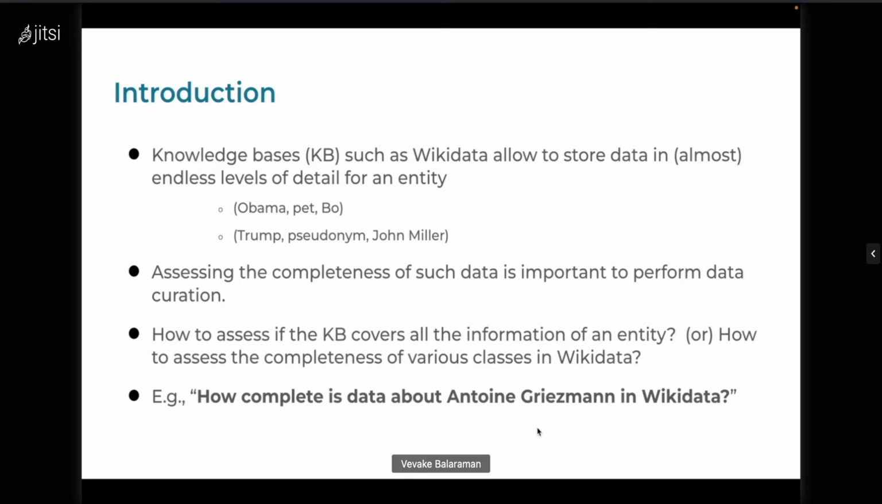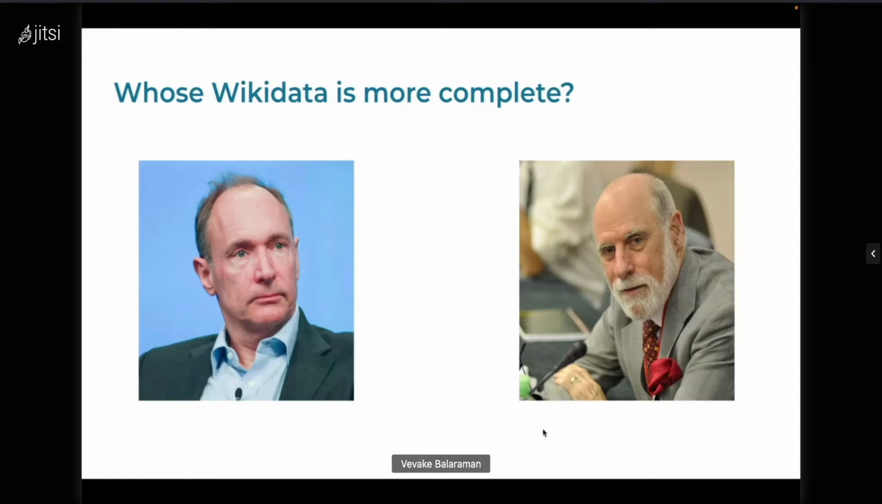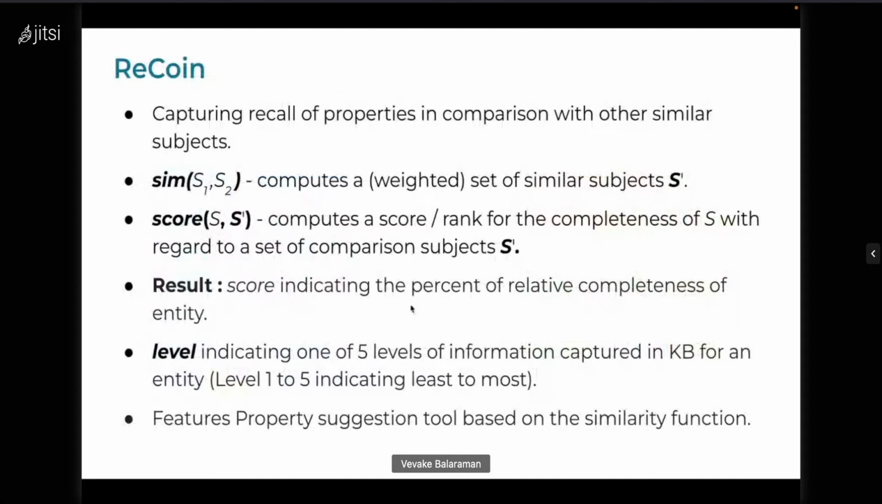An example is if you take the Wikidata page of Antoine Griezmann, what can we say about the properties present for him? Does it contain all the information, or how much information is present on his Wikidata page? Or given two persons like Tim Berners-Lee and Windsurf, which page should I focus on for data curation? So these are some motivations for this work. And towards this, we present a tool named Recoin.